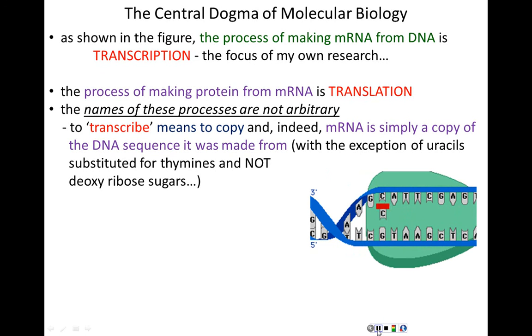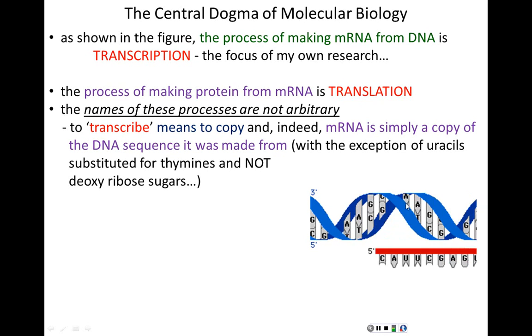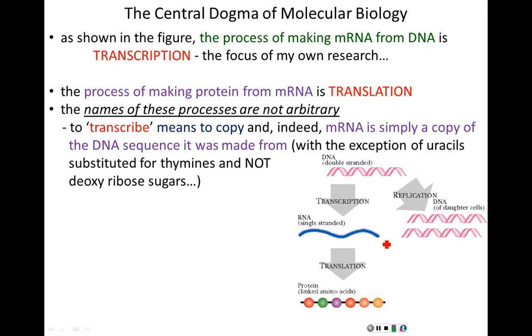This is a little animation of transcription occurring, and you can see, look at the top strand of DNA. This is the gene strand. This is the sequence we're interested in. And because of the rules of base pairing, look at the sequence we're making on the messenger RNA. CAUU-CGA. Except for the uracils substituted for the thymines, we made the same sequence. This is a small, single-stranded, transcribed copy of the DNA sequence.